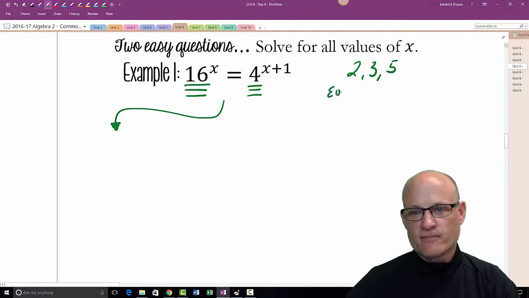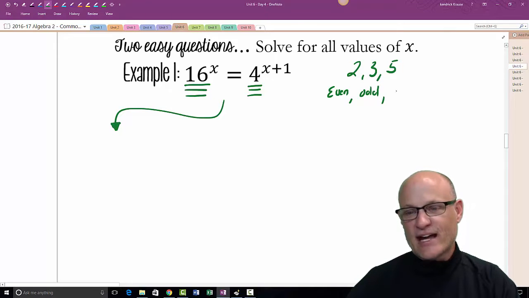If it's even, use 2. If it's odd, use 3. If it's got a 5 in it, use 5.